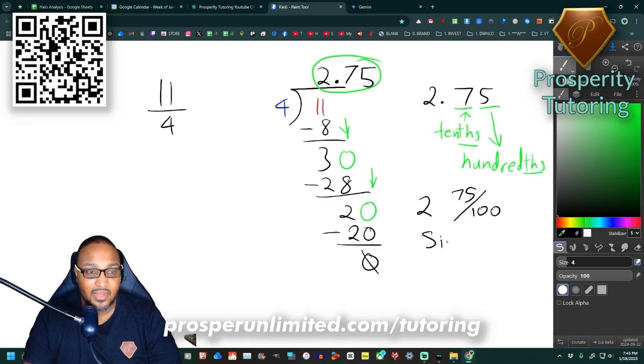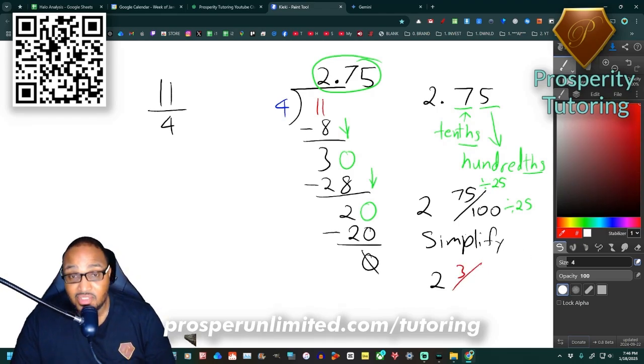Now let's simplify, because 75 hundredths can be simplified. Well, what is the greatest common factor between 75 and 100? For the sake of time, let's try 25. So we're going to divide the numerator and the denominator by 25. Well, what is 75 divided by 25? 75 divided by 25 is 3. And what is 100 divided by 25?